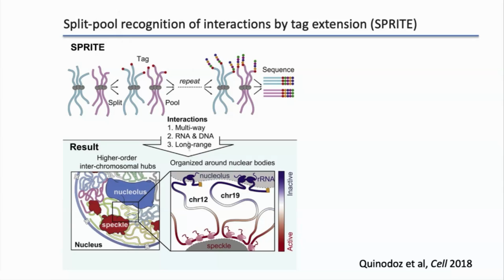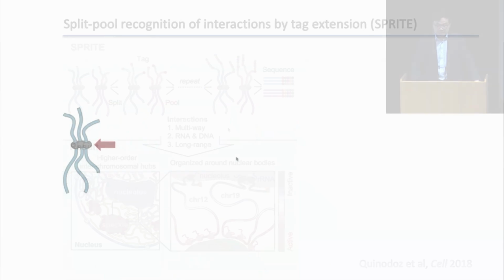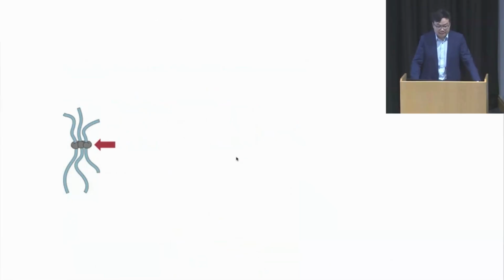And it also allows the mapping of multi-way interactions, meaning not just the pairwise interactions between 2 pieces of DNA, but if you have 3 pieces of DNA interacting together simultaneously, 4 pieces, 5 pieces interacting through the same complex, they are tagged with the same sequence, and they're going to show up as a signal like they are all interacting together. So this multi-way interaction can be mapped as well. So, a very powerful technique.